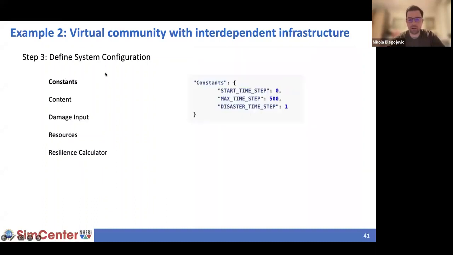So when we talk about constants in this example too, it's quite simple. You define the starting time step, so when the recovery is going to start, the maximum time step. This is when the recovery finishes, regardless of the damage of the components, so that you don't have infinite recovery in your simulations. And then you have the disaster time step. This is when the disaster is happening in your simulation, when damage is assigned to components.